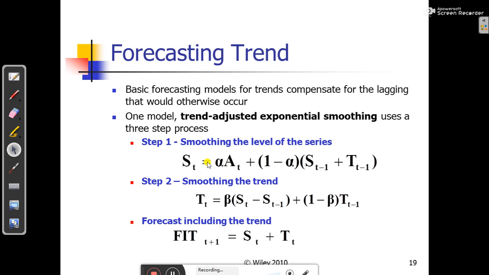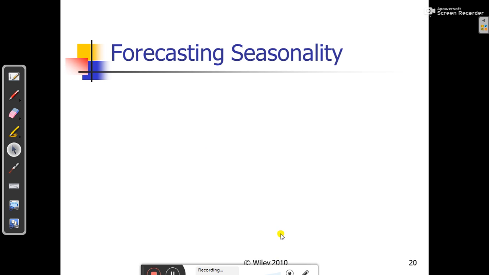So that is about smoothing the actual value using exponential smoothing, and then we smooth the trend, meaning we smooth the actual trend in rise, in both the positive or negative way. Then we forecast including the trend, that is the actual forecasting value with the trend summed up.